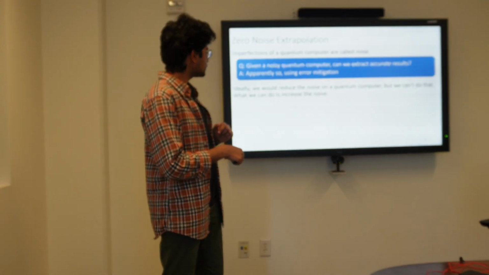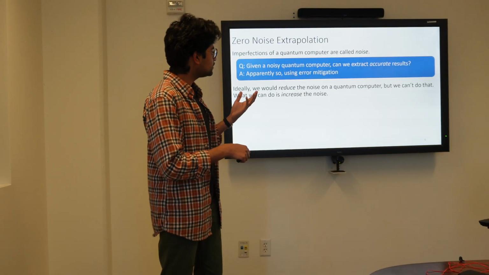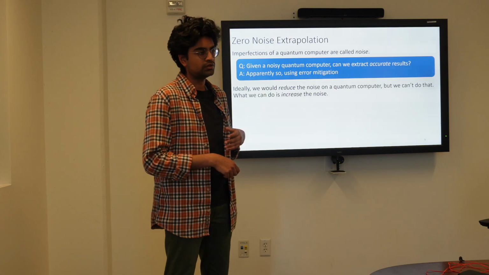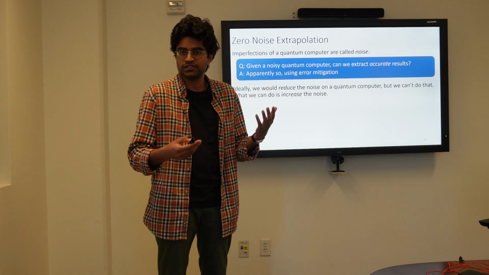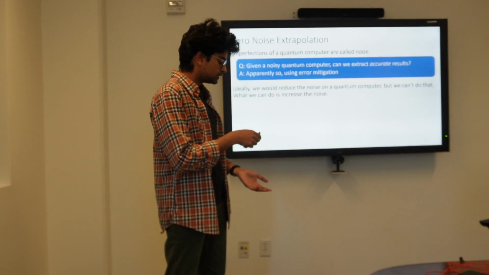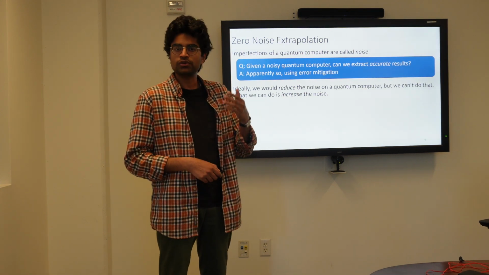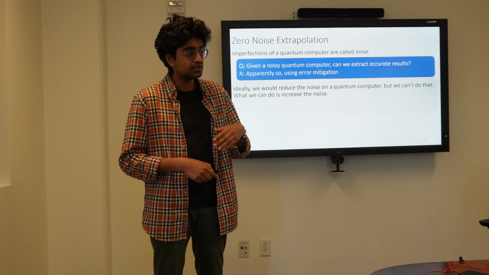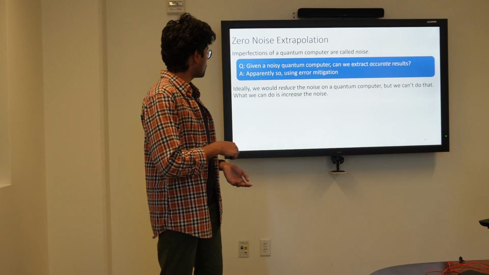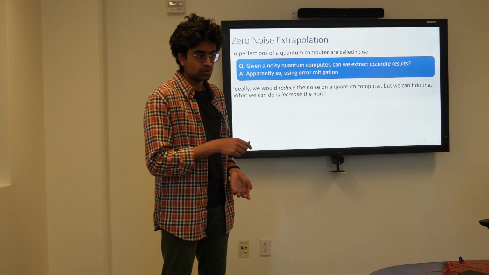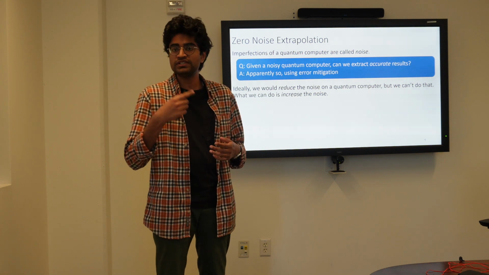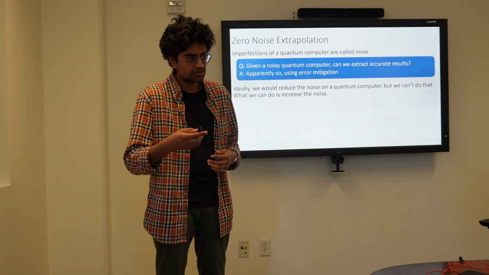And the idea with error mitigation is that ideally we want to reduce the noise of a quantum computer, but we actually can't do that. This is very, very difficult to do, and in fact, people are working to reduce the noise, but this will be a multi-year, multi-decade process. So the question is, what can we do now, today, to get accurate results? And what we can do actually is increase the noise. So now I need to tell you why increasing the noise, or making the calculation worse, can actually make it better.